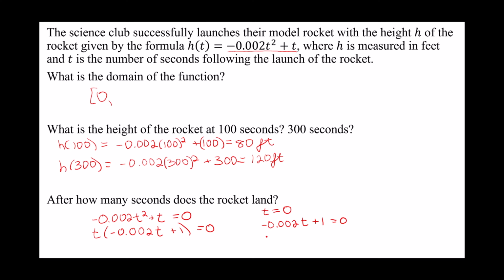So if I subtract 1 from both sides, I get negative 0.002 t equals negative 1. And then I need to divide both sides by negative 0.002. So negative 1 divided by negative 0.002, and I get 500 seconds. So the rocket hits the ground at 500 seconds. And that is what we can put in our domain. So this equation no longer works once the rocket hits the ground. Either the rocket will stick in the ground or it will bounce, but this equation will no longer be applicable.